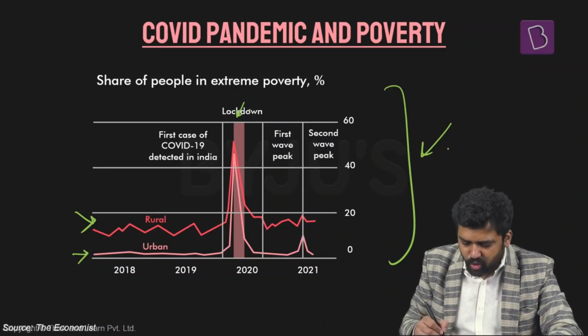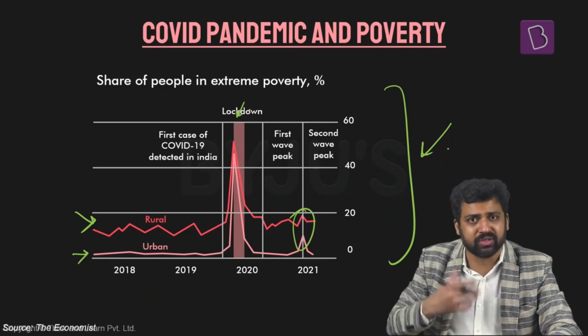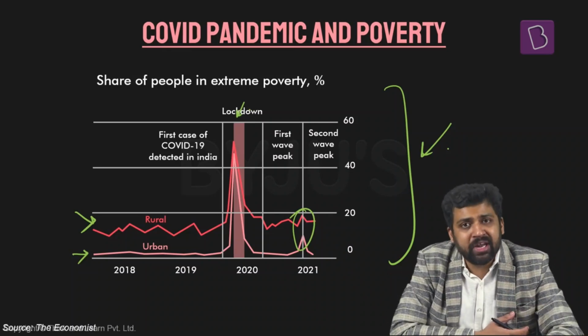Again, before the second wave, you can also see the poverty during the second wave. Poverty rates have gone up because at that point of time also you had national lockdowns and other things. So this is the linkage between poverty and pandemic.